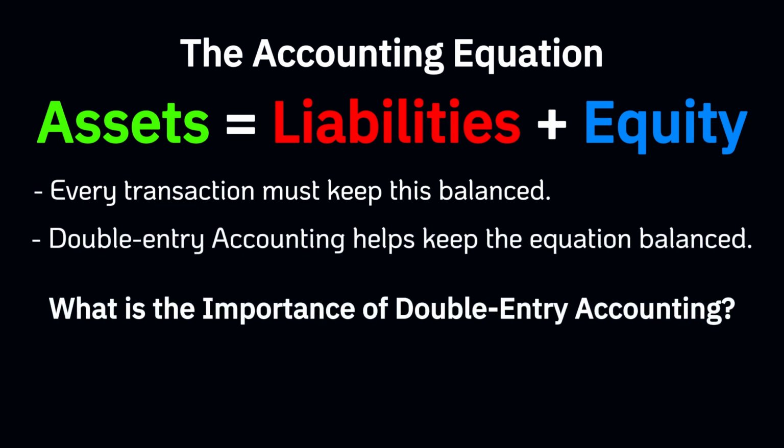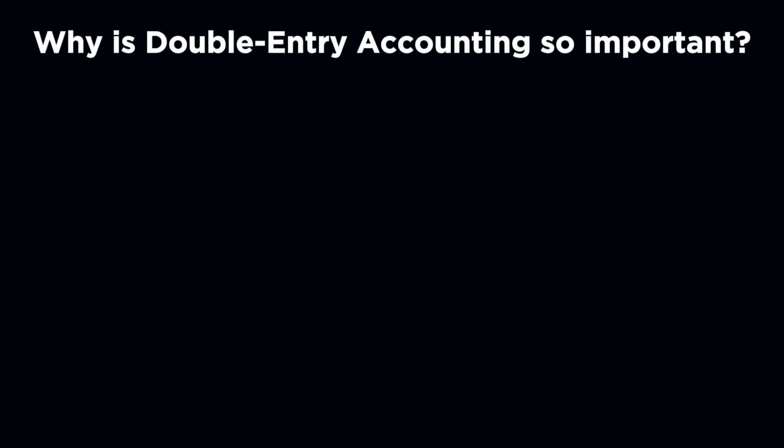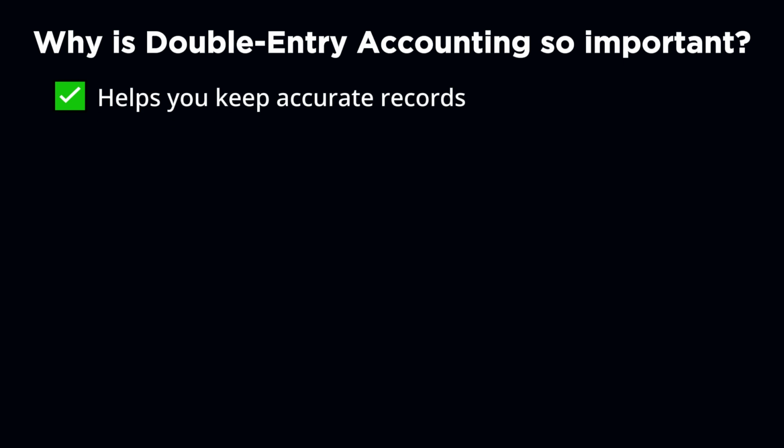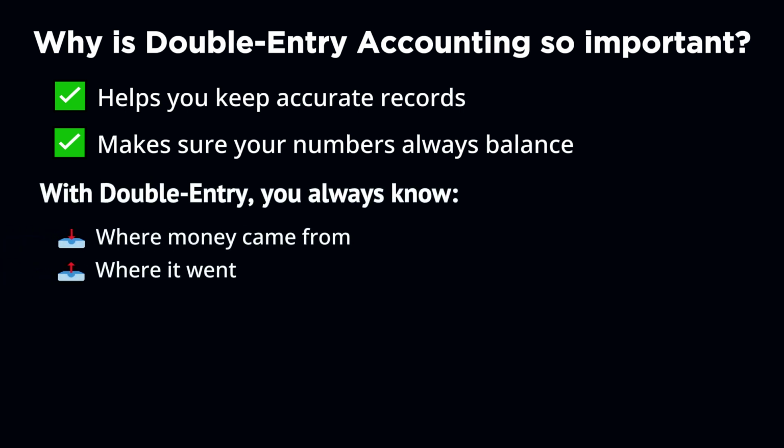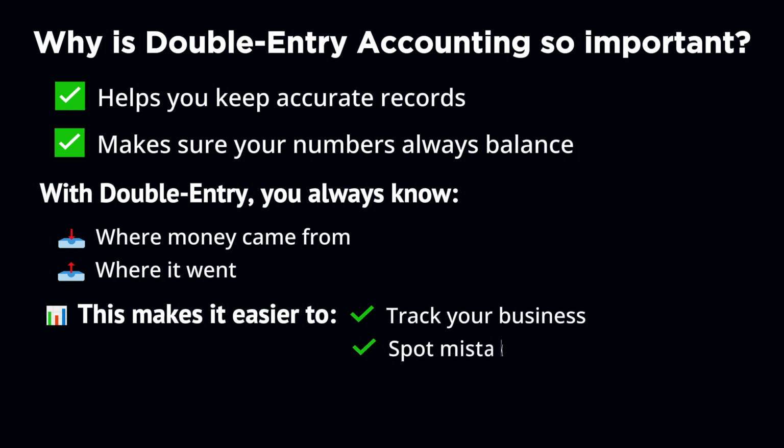So why is double entry accounting so important? Because it helps you keep accurate records and it makes sure your numbers always balance. With double entry, every time money moves, you can clearly see where it came from and where it went. This helps you track your business, find mistakes, and make better decisions. It also connects directly to your financial reports like the balance sheet and income statement.